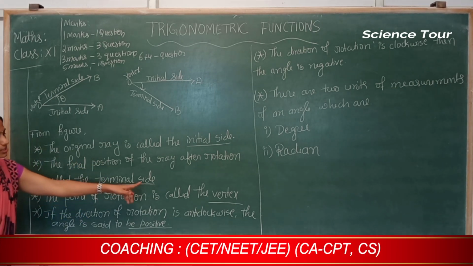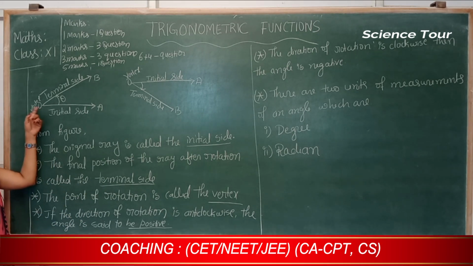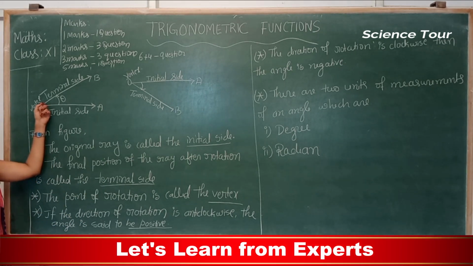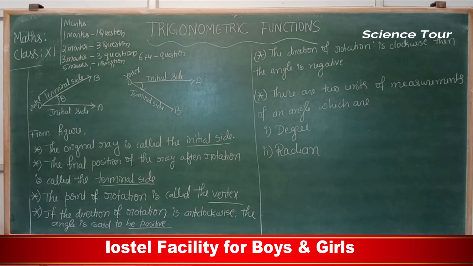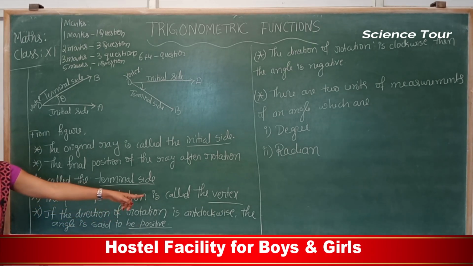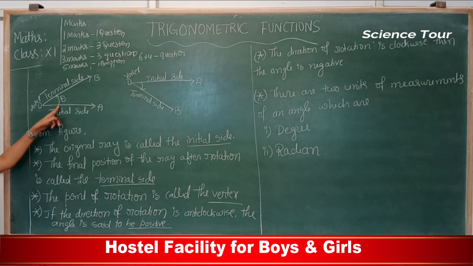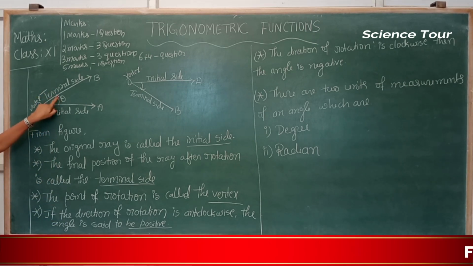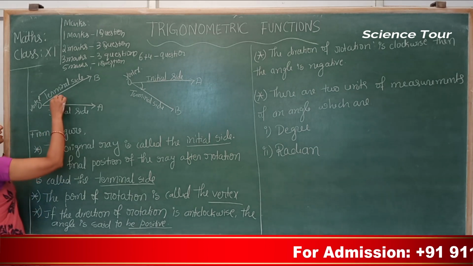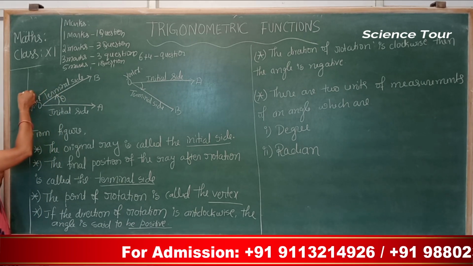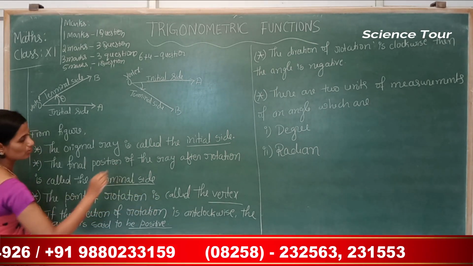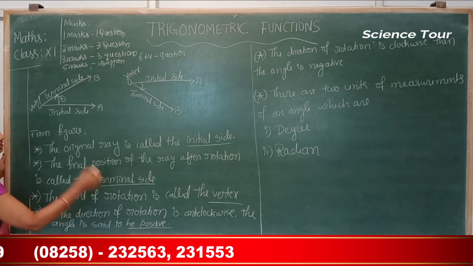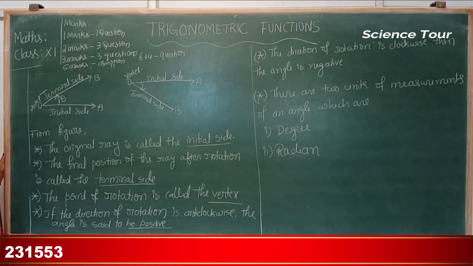The point of rotation is called the vertex. Already we discussed, right? This is your point O and that is the fixed point. About this point the ray is rotating, so that fixed point is called the vertex of the angle. Next, if the direction of rotation is anti-clockwise, by seeing this arrow mark you can understand, then the angle is said to be positive, so theta is a positive angle.